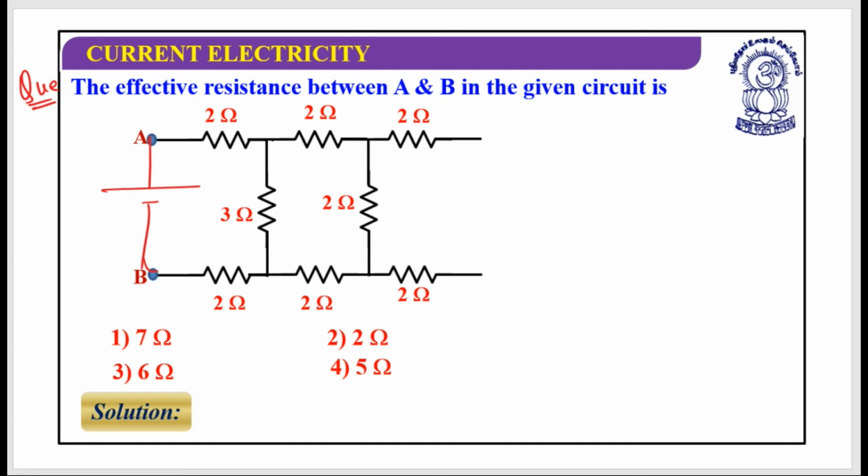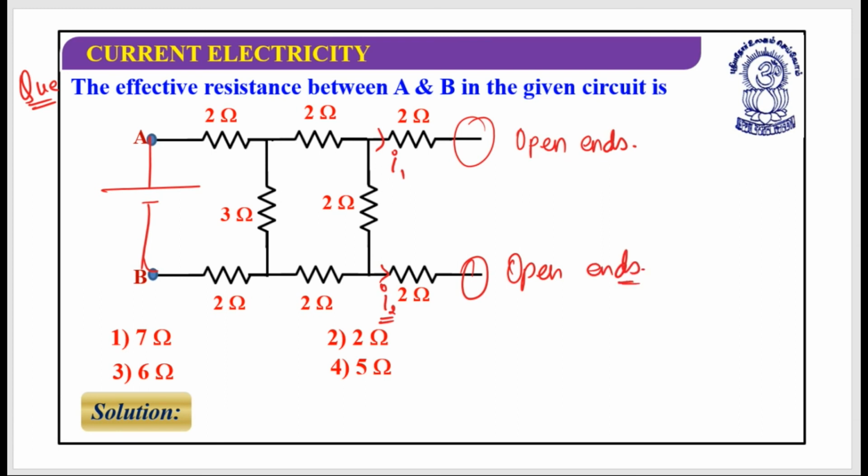Answer me, does any current pass through this? Let's suppose I write it as I1 or I2. Does any of the current pass through it? Now the question is, how could I come to know whether any current will pass through it or not? Look at this very carefully. These two are open ends. Even this is an open end. Yes, these are the open ends.